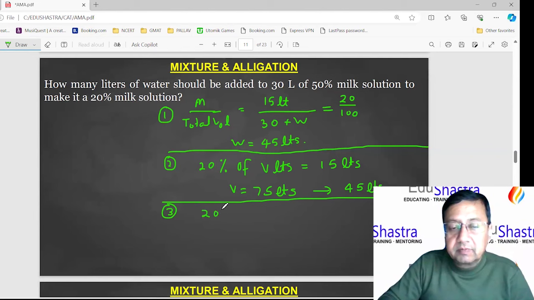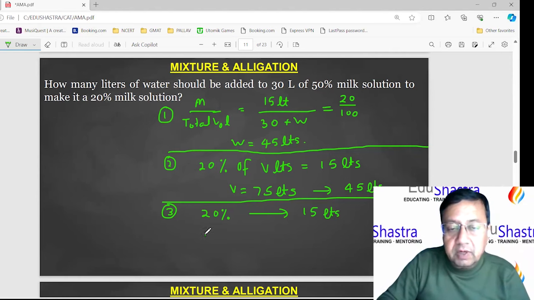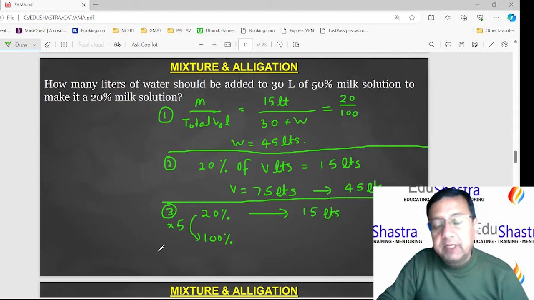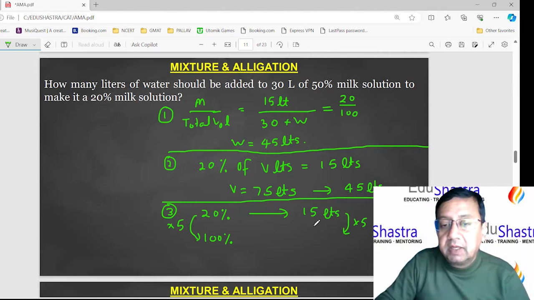20% is how much? 15 liters. Right. 20% is how much? 15 liters. So how much will be the 100%? Right. So if 20 to 100, what is the factor? 5. So if I'm taking a factor of 5 this side, I should take a factor of 5 this side also, right? Because the same calculation should be done. So 15 into 5, 75, right? So how many liters of water is added? 45 liters.